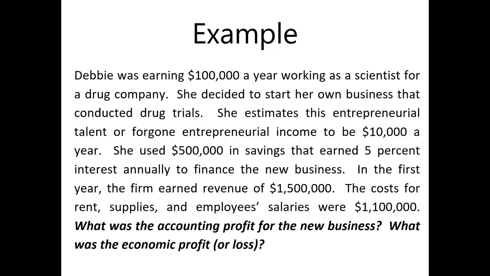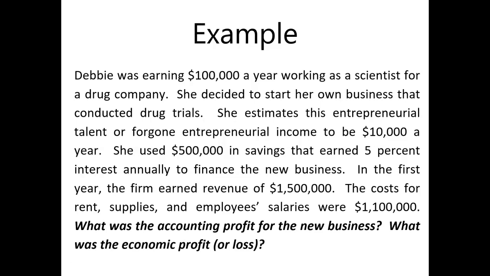Sometimes I have to look for these. In this case, I am given the explicit costs: rent, supplies, and employee salaries. Okay, these are explicit costs. The employer, Debbie, actually has to pay these. She has to pay her rent, pay for supplies, and pay employee salaries. And so we know that explicit costs are $1,100,000. So that tells us that she's got an accounting profit of $400,000. Okay, if that was the only question we had, what was the revenue, what were the explicit costs, what's her profit, we would be in business and it would be $400,000.